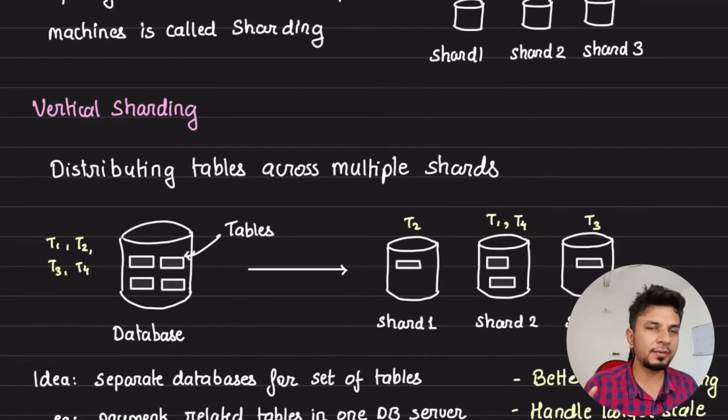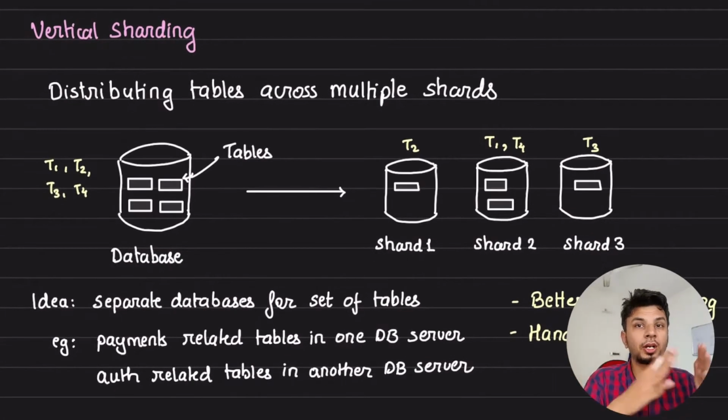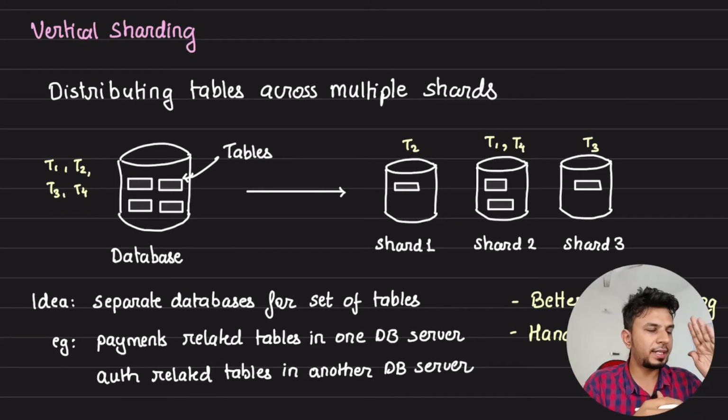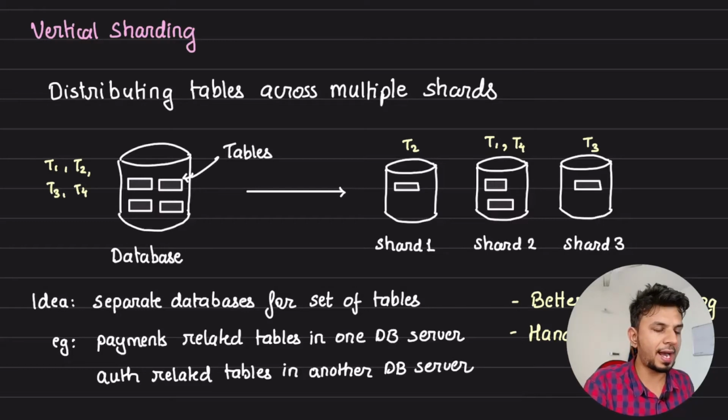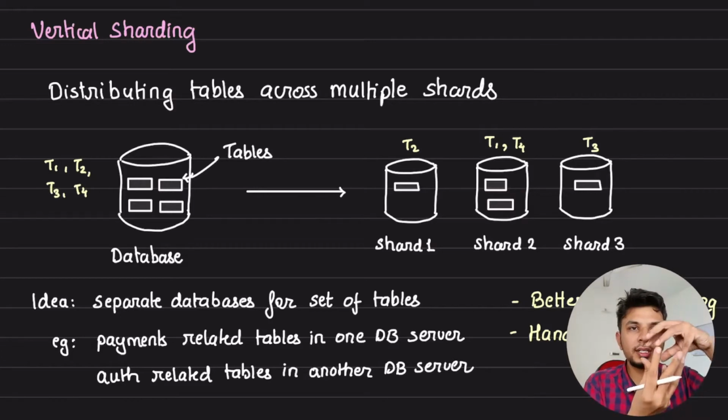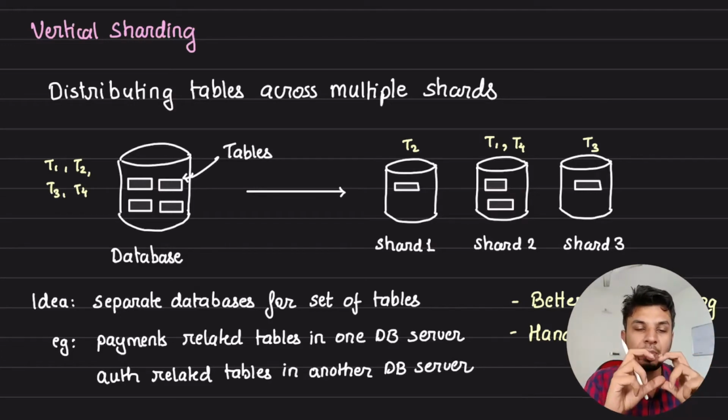So in vertical sharding, what we are doing is we are distributing the tables across multiple shards. Which means, let's say you had one database which had 4 tables, T1, T2, T3, T4. Now, you are splitting this database into 3 smaller shards. First shard is responsible for handling table T2. Second shard is responsible for handling tables T1 and T4. Third shard is responsible for handling table T3. So this way, with a focused set of tables, you are keeping them together in one database.